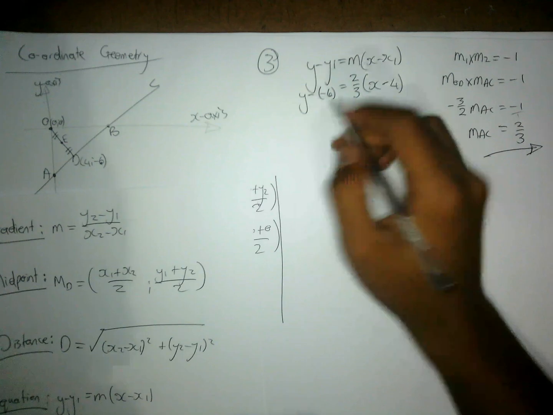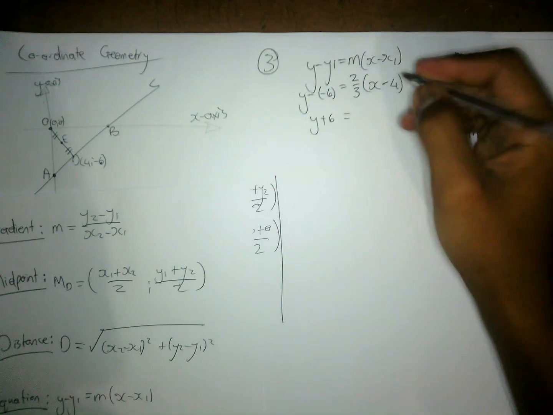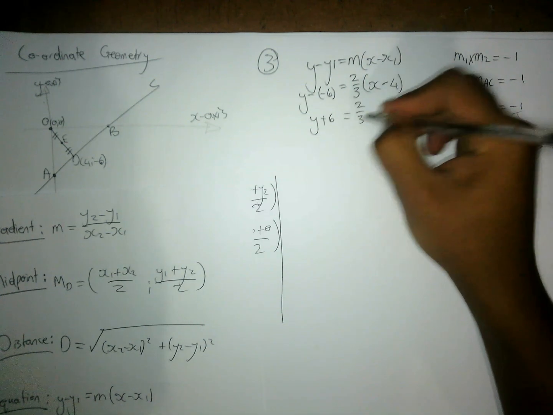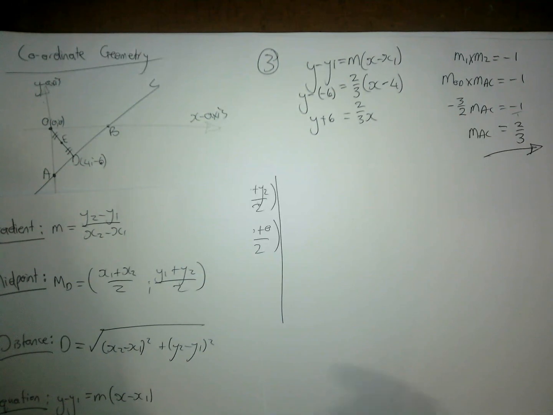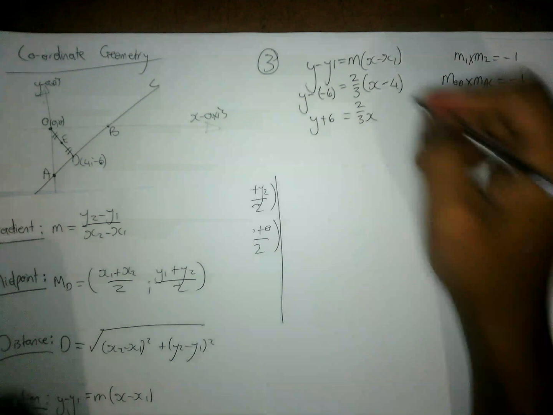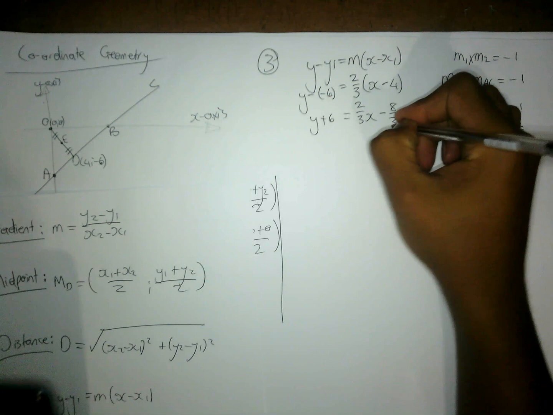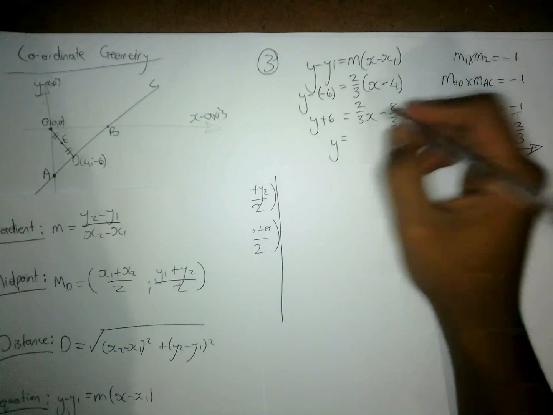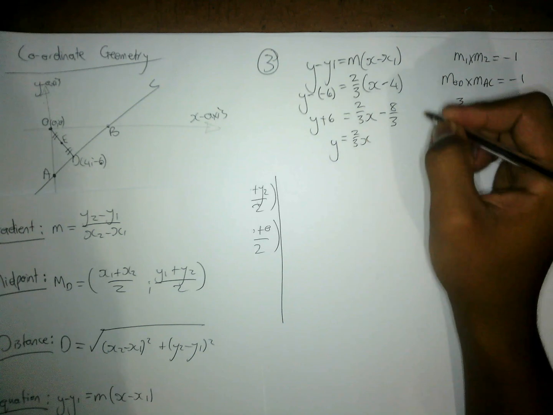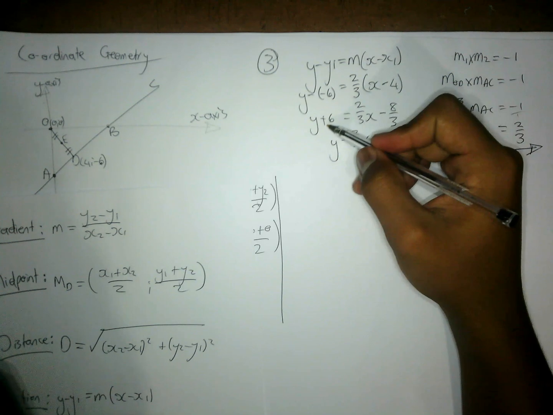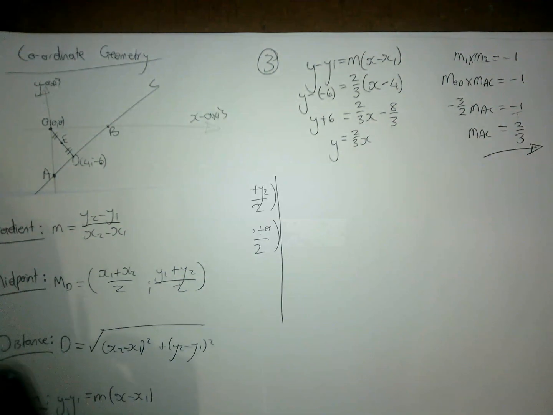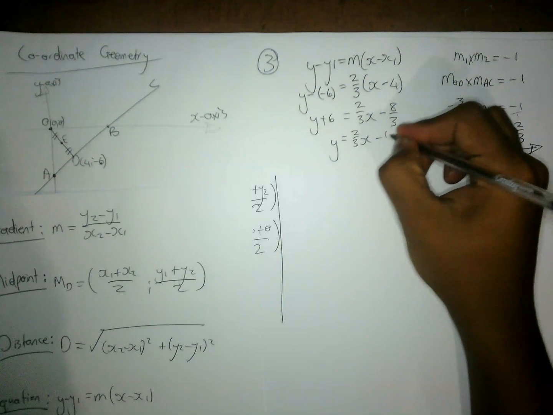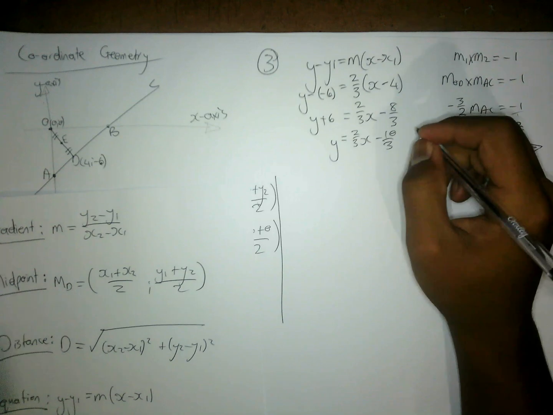So now we multiply out and we simplify. Here is y plus 6. Here is 2 over 3x. 2 over 3 times minus 4. It's -8 over 3. All we do is we get y alone. y equals 2 over 3x. So this comes over, it's a minus. So 8 over 3 minus 6. It's -10 over 3. Very straightforward.